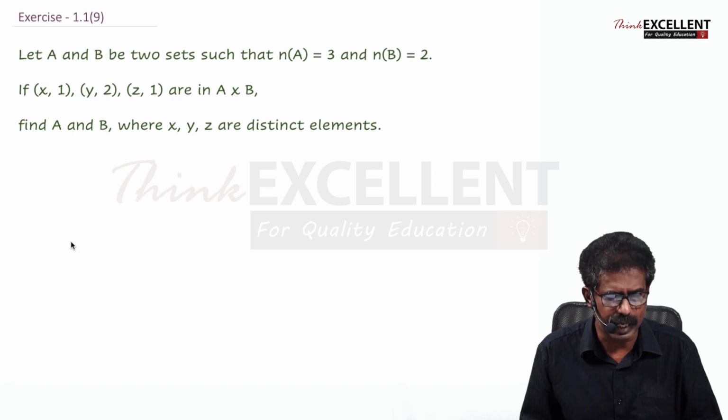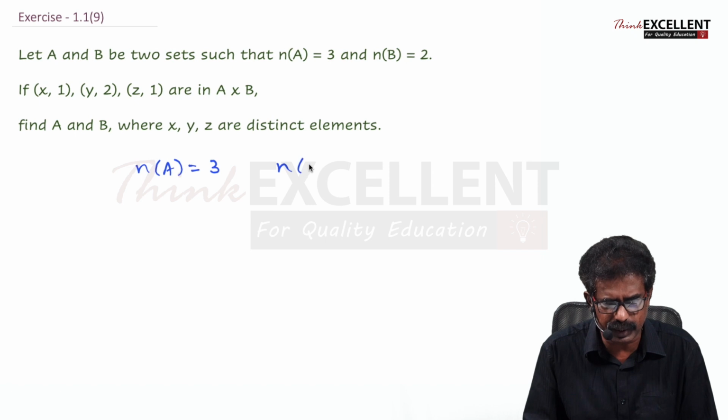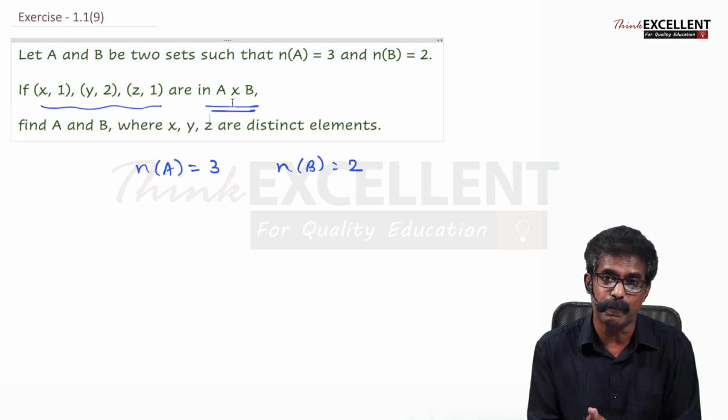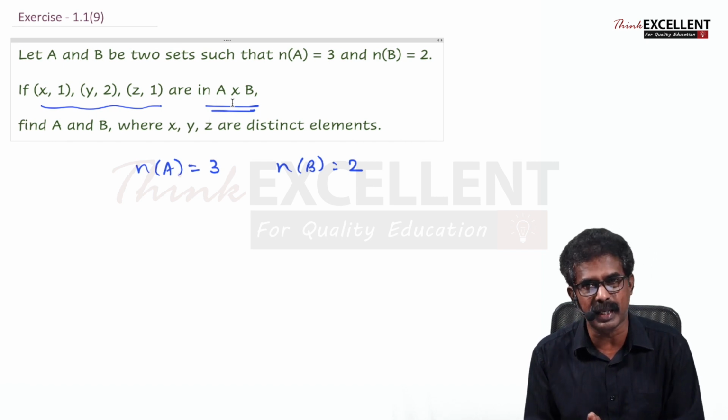Question number 9. A and B are two sets such that n of A equal to 3. In A there are 3 elements. In B there are 2 elements. So here three elements are given in A cross B. It is not A cross A, it is A cross B, the set of ordered pairs. First element from A, second element from B. So here three elements are given from A cross B.